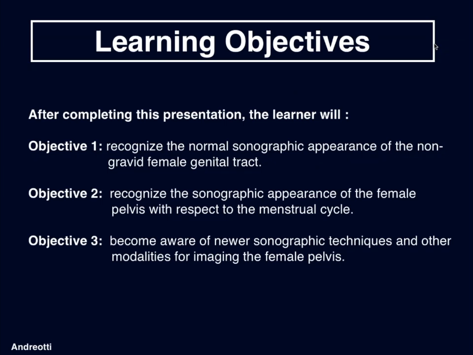So what are our objectives? First, after completing this presentation, you will recognize the normal sonographic appearance of the non-gravid female genital tract. You'll recognize the sonographic appearance of the female pelvis with respect to the normal menstrual cycle. And you'll become aware of newer sonographic techniques and other modalities for imaging the female pelvis.